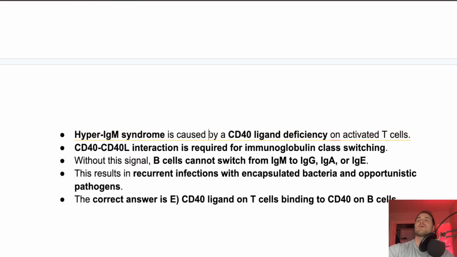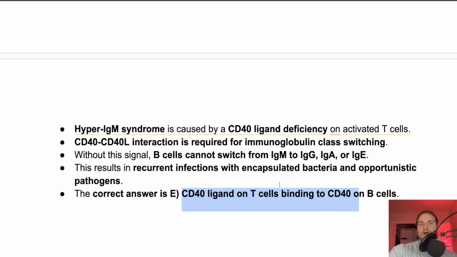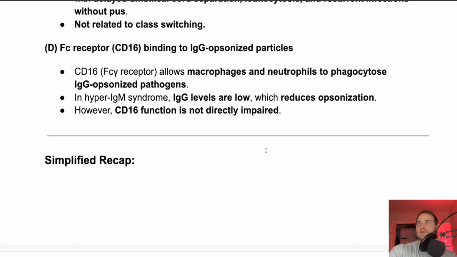Basically, in hyper IgM syndrome, you can't class switch because the activation of those B cells through the T cells, so they can class switch, is non-functional. And so you have a lot of infections with encapsulated bacteria and opportunistic pathogens that IgG, IgA, and IgE would have taken care of, but they don't because you can't class switch. Hopefully this is helpful, just a little introduction into some of these topics.